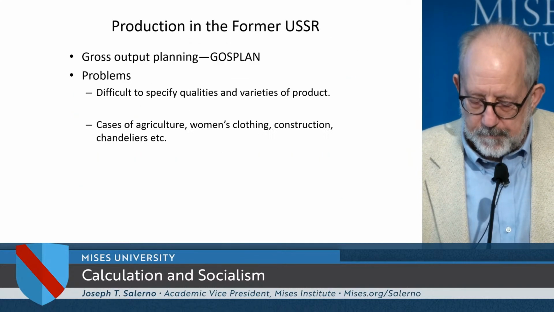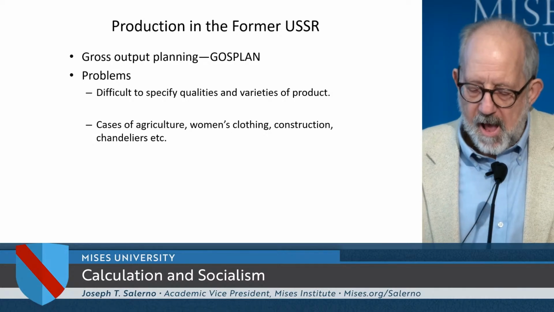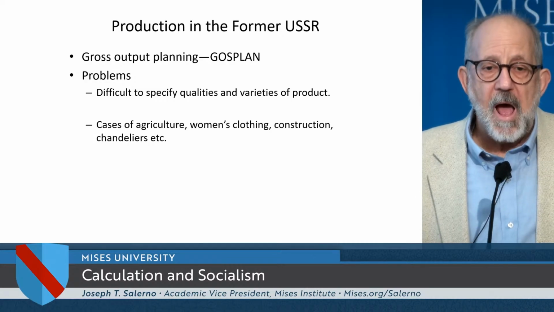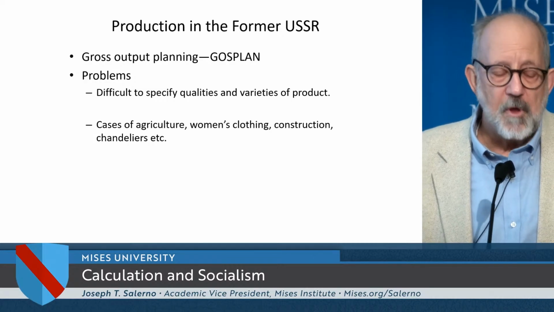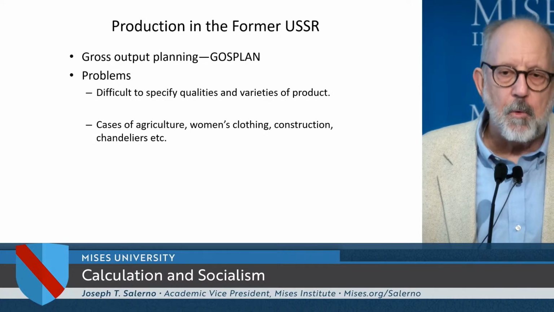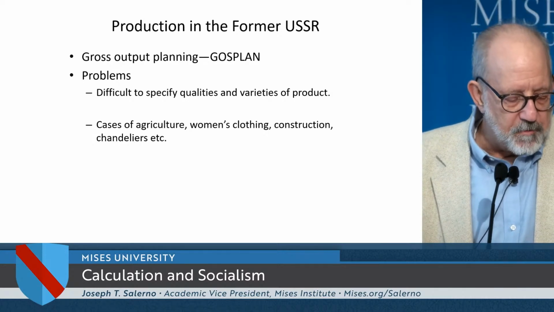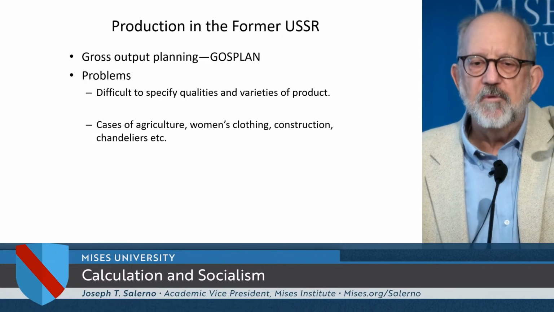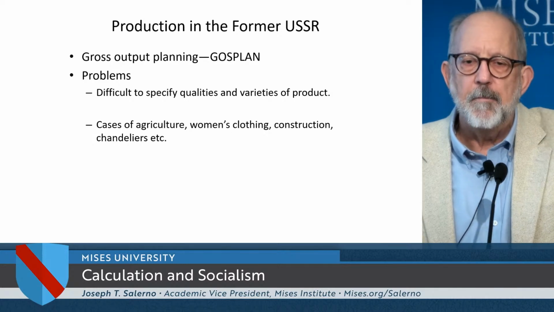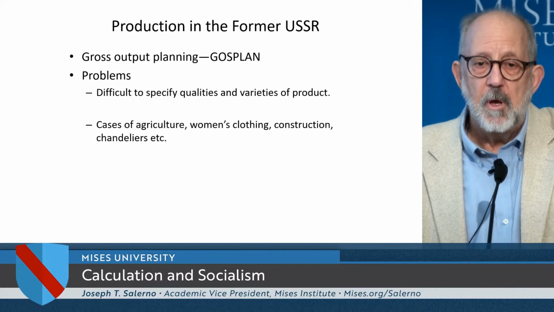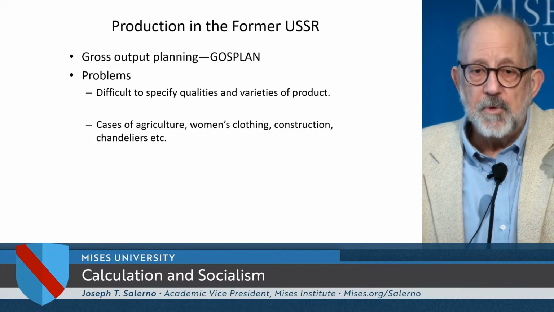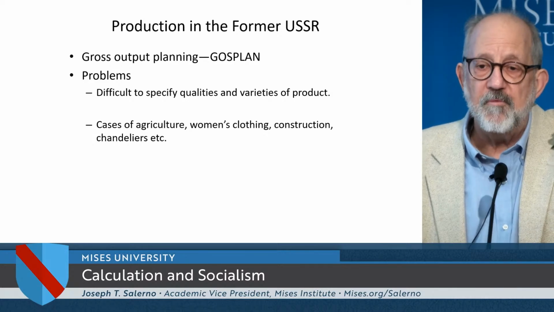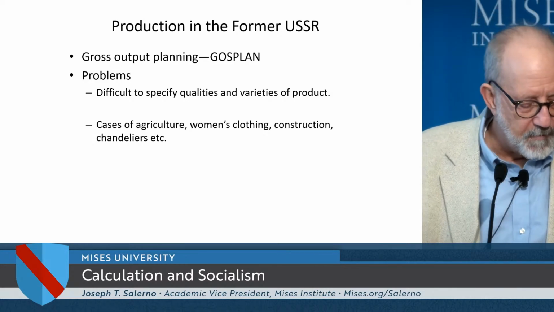Let's skip over that. Now let's look at how production took place in the former Soviet Union. It was called gross output planning. Basically, they set quantitative targets for each industry. Each industry was told to produce so many yards of cloth, so many tons of nails, so many pairs of shoes. There were no prices involved. They were given these gross output targets in terms of natural units, the units of the good itself.